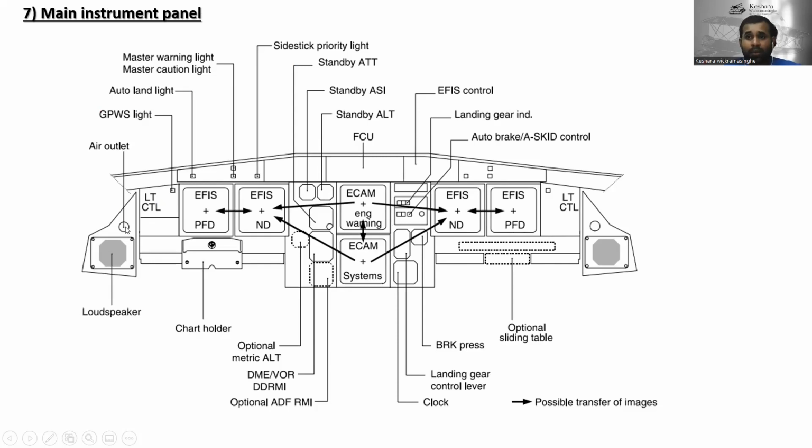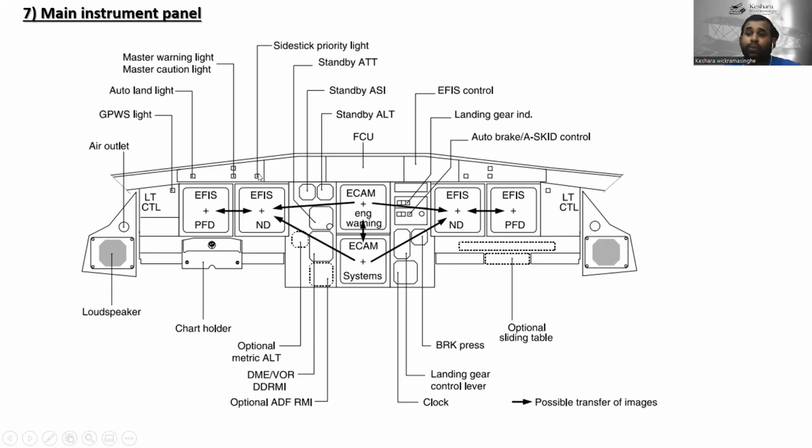This one is the air outlet, which is coming from the air conditioning, and this is the loudspeaker, and here is the GPWS light, the ground proximity warning system light. This one tells about the warnings. This one is the autoland light, and these two are the master warning and master caution lights, red and yellow. And this one is the side stick priority light.